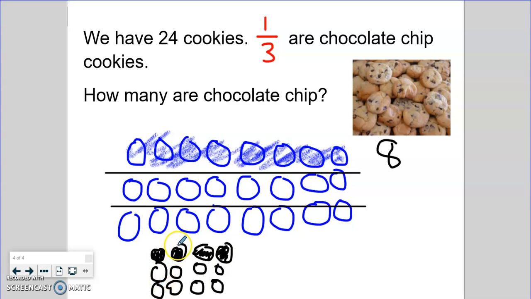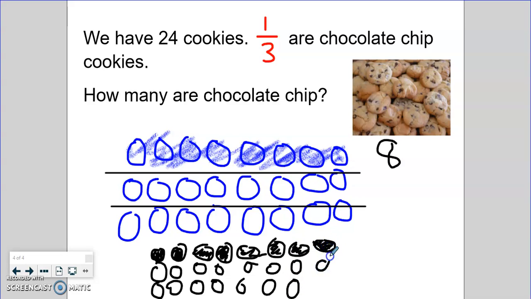So 1, 2, 3, 4, 5, 6, 7, 8, 9, 10, 11, 12, 13, 14, 15, 16, 17, 18, 19, 20, 21, 22, 23, 24. So here I have 8 different groups of 3. Hope this makes sense.